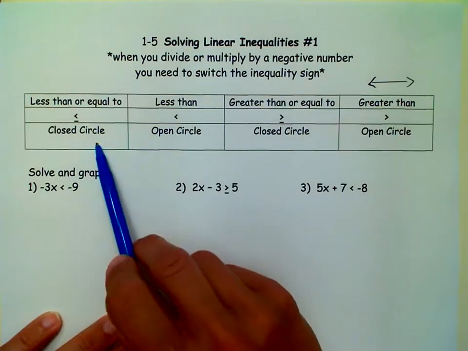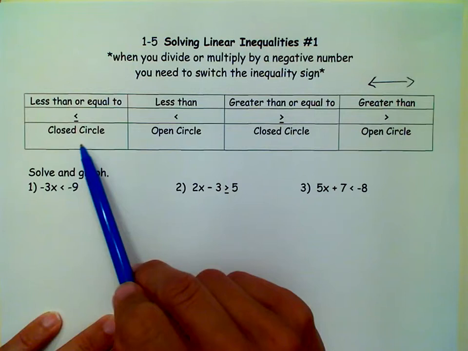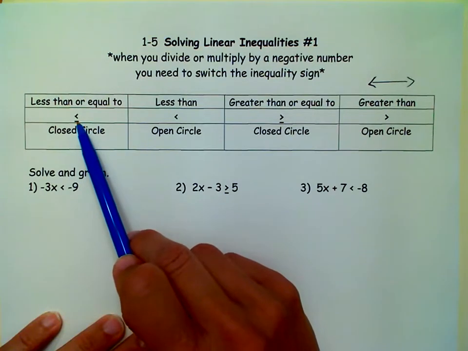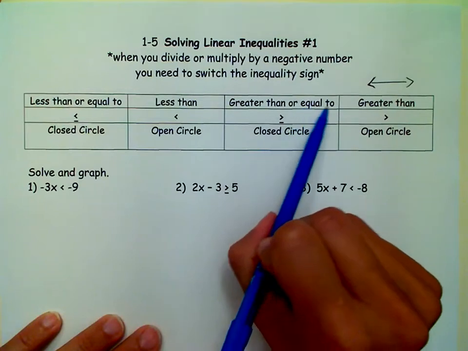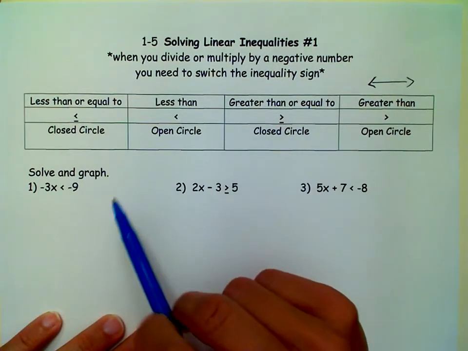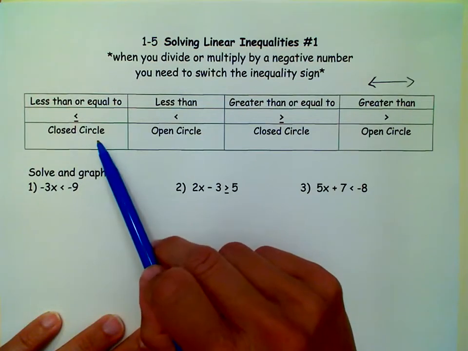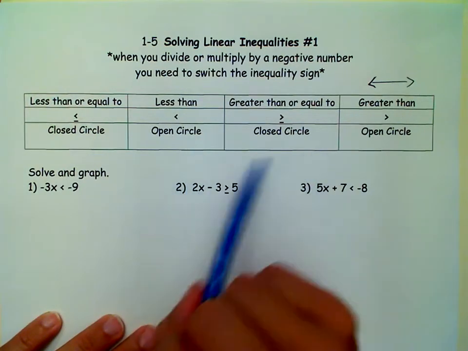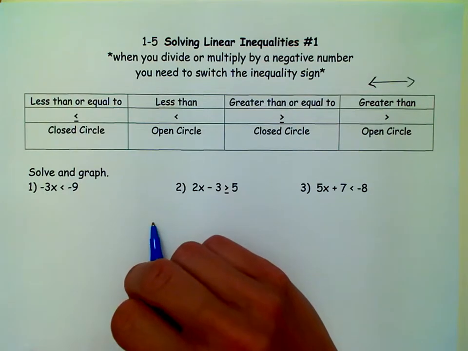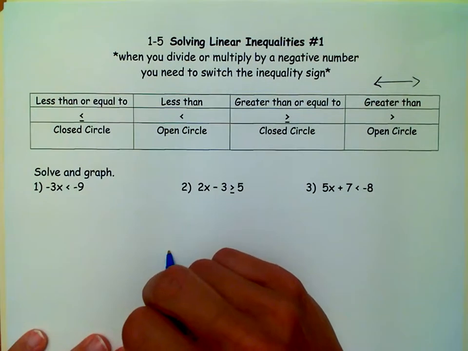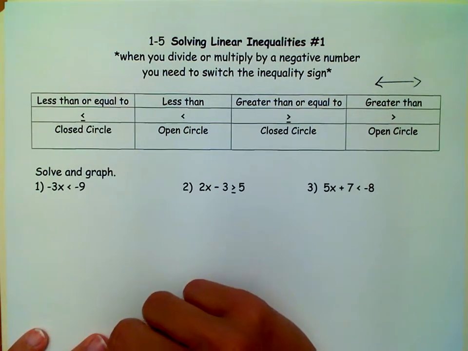So remember, when we graph it, because it says solve and graph, we have to graph them on a number line. When you have the line under the less than or greater than sign, which means or equal to, then that number is included. So the circle is closed in because it shows that it includes that number. If it's an open circle, it does not include that number you've circled, just all the numbers either to the left or the right.